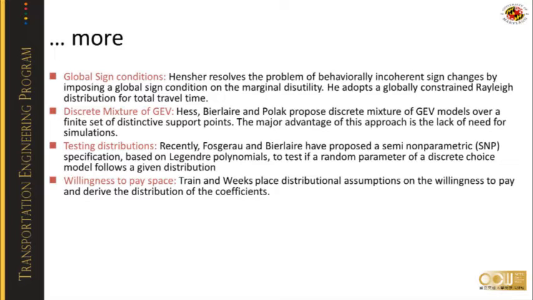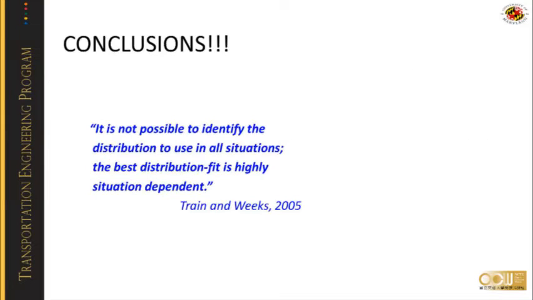lately, Train and Weeks proposed, instead of estimating travel time and travel cost, to estimate directly willingness to pay. So instead of having 2 coefficients to estimate, you estimate a coefficient for willingness to pay. And this is called estimation in willingness to pay space. So there are many takes. There is a vast body of literature on that. But then the conclusion seemed to be that it is not possible to identify the distribution to use in all situations. The best distribution fit is highly situation dependent.